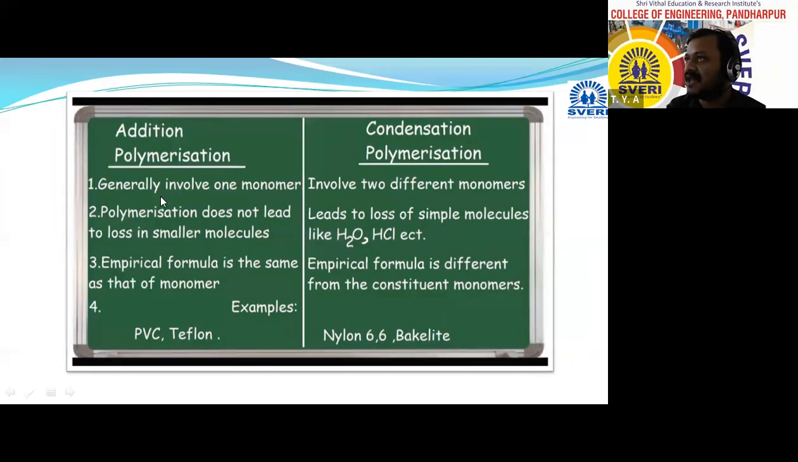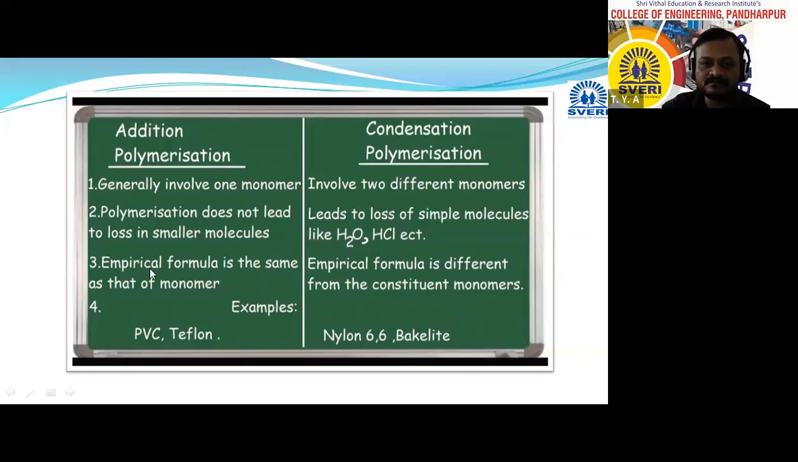Now, the second differentiating point: addition polymerization does not lead to loss of smaller molecules, meaning no byproduct is formed. And in condensation polymerization, loss of simple molecules will be there and some byproducts will be formed. Whichever byproducts are formed, they have mentioned by the words loss of simple molecules, like a water molecule, or some acid molecule, or some alcoholic compound.